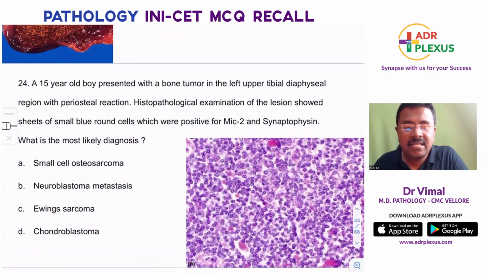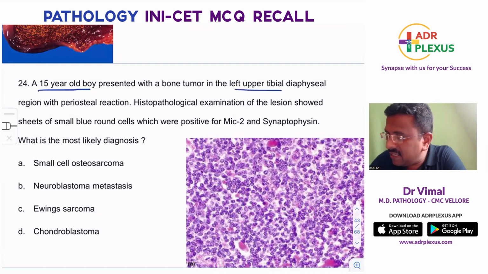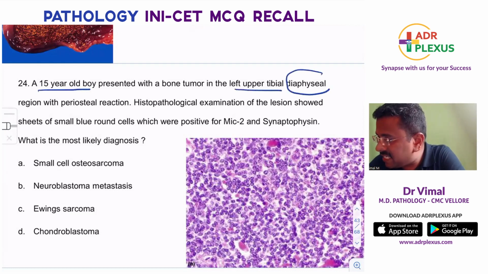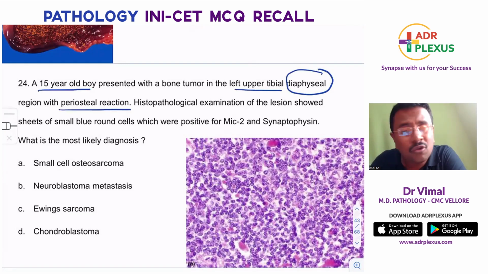The next question: a 15-year-old boy presented with a bone tumor in the left upper tibial diaphyseal region with periosteal reaction. Though periosteal reaction can be a non-specific finding seen in many tumors, it is quite commonly seen in one of these options.